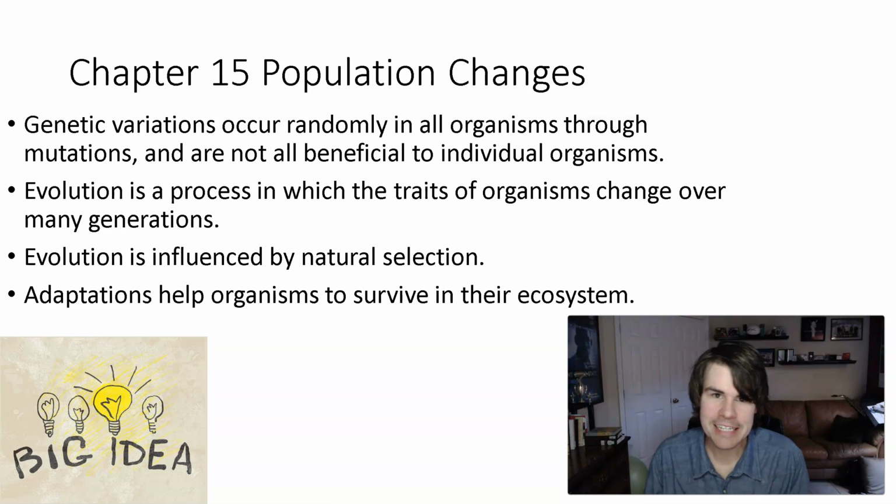Here are some of the big ideas that I'm going to try to go over in this video. I'm going to talk about genetic variations and how they happen through mutations, and define what mutations are. Evolution, we're going to dive into the huge concept of evolution and investigate Charles Darwin and how he developed his theory, and how it doesn't line up with the Bible and how parts of it possibly can line up with the Bible. Evolution is influenced by natural selection, so I will help you understand natural selection. And then adaptations, we'll define them and understand how they help organisms to survive in their ecosystems.